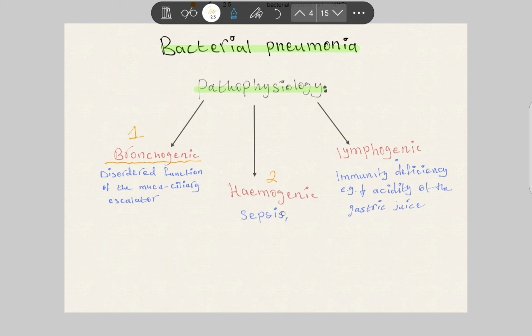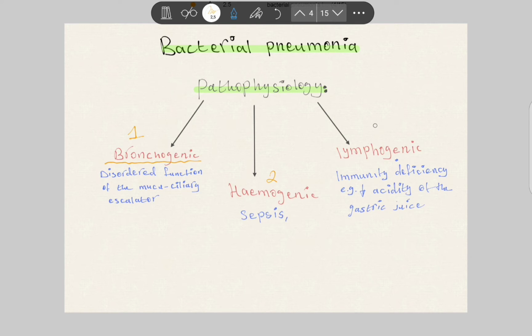It occurs when there is sepsis in the body. So when there is accumulation of pathogens such as bacteria or viruses, they reside inside the body and they go to different parts of the body. They make a great possibility for developing pneumonia.